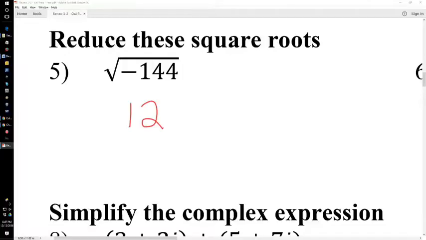However, you can't take the square root of a negative. And the way we denote that there was a negative in there is by putting an i. So the square root of negative 144 is 12i. The i simply means there was a negative in there.